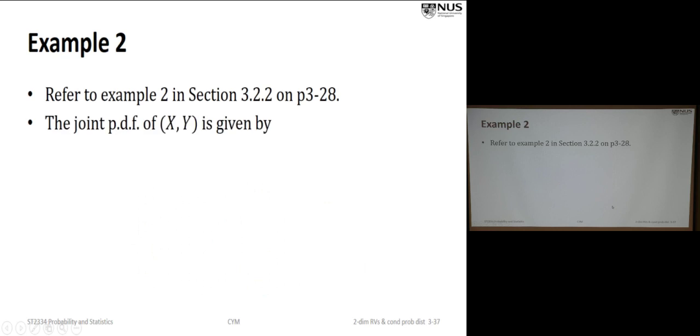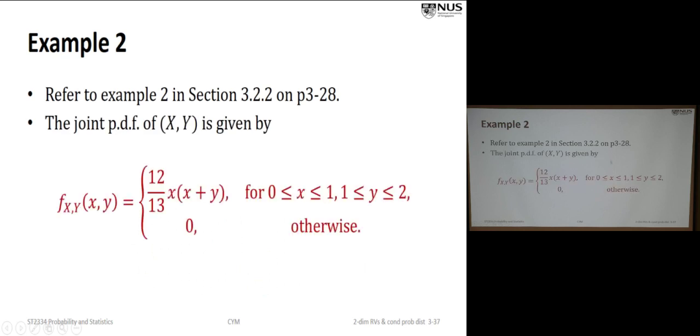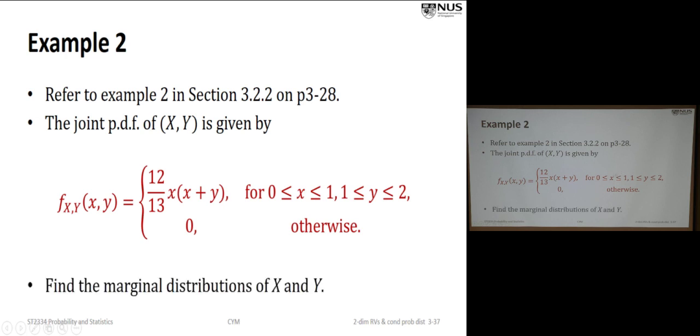How about this example that we just discussed? What is the marginal of x, and what is the marginal of y? From the definition, the marginal of x is equal to the integral from minus infinity to infinity of the joint PDF, where we integrate out y. That means x is fixed, and we try to integrate the joint PDF over y.